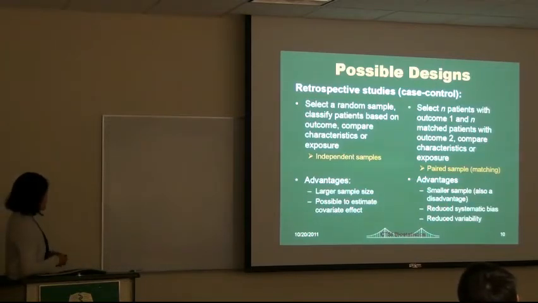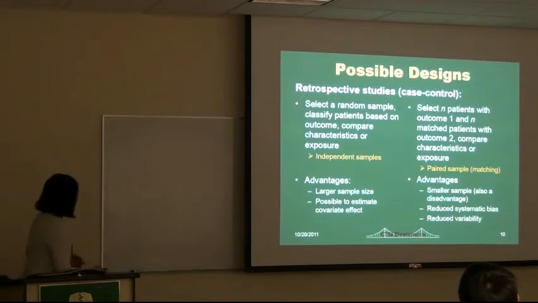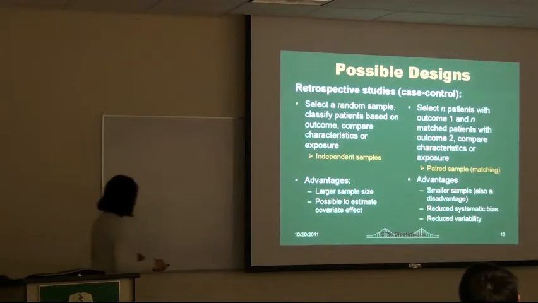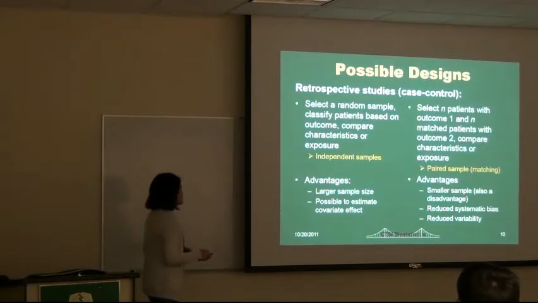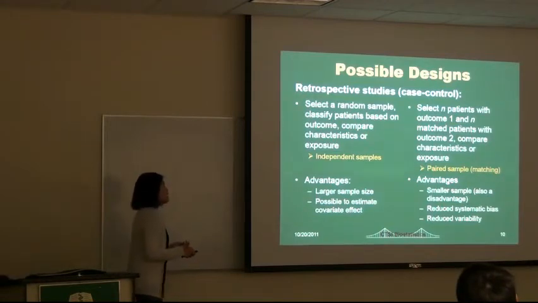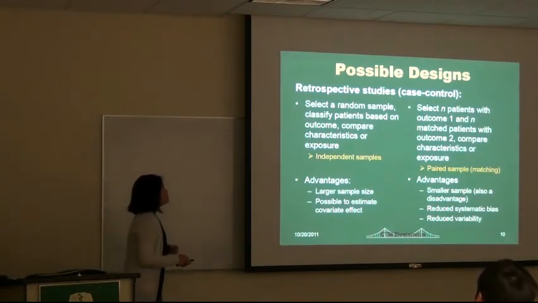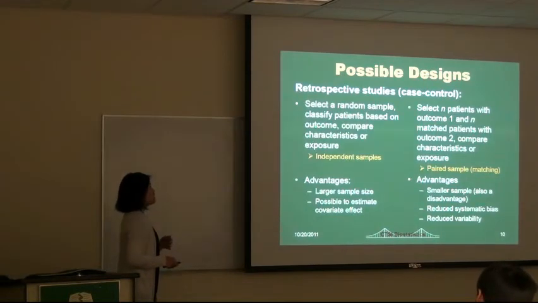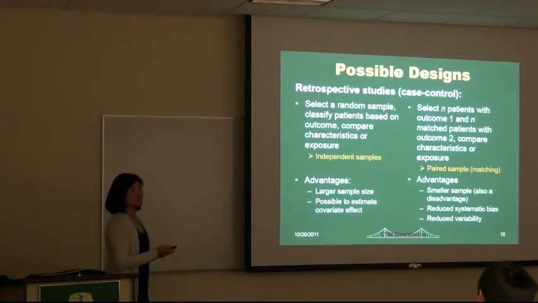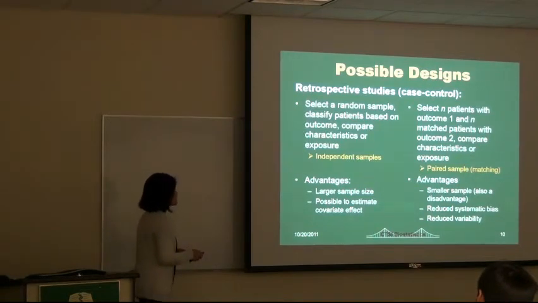So the advantages here are similar to the previous scenarios. One thing that I want to point out is if you use independent samples, it is possible to estimate the covariate effect. For instance, when you do regression. Whereas if you use the pair sample, let's say if you match on patient's age and gender, in the model, you can't really put age and gender in the regression model, so you can't quantify the effect of age and gender anymore. So that's a disadvantage of pair sample in this case.